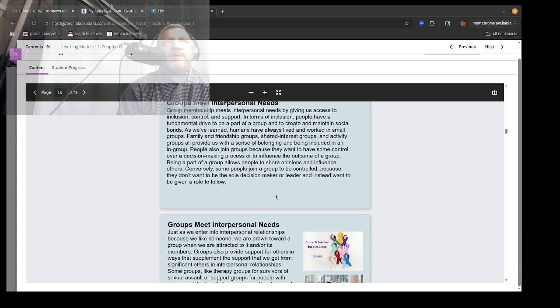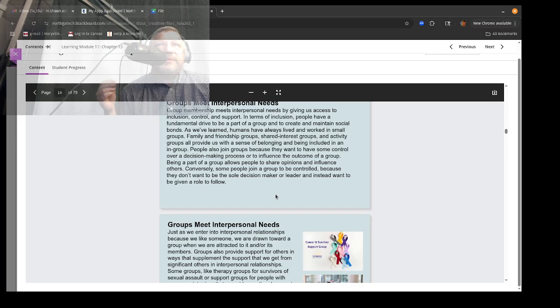Think about interpersonal needs. Group members meet their interpersonal needs by giving us access to inclusion. I mentioned that earlier. Being part of that in-group, right? Control and support. In terms of inclusion, people have a fundamental drive to be part of a group and create and maintain social bonds. We want friends, right? And humans have always lived and worked in small groups. Family and friendship groups, shared interest groups, and activity groups provide us with a sense of belonging and have included us in reaching that in-group within some of those groups, if not all of them, right?